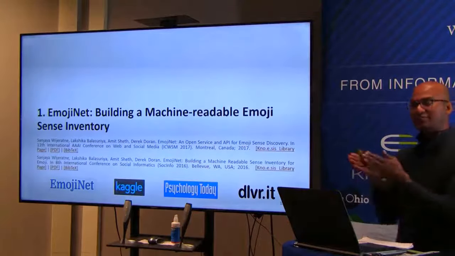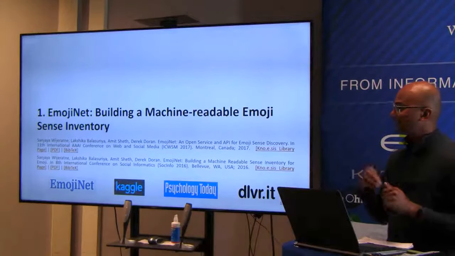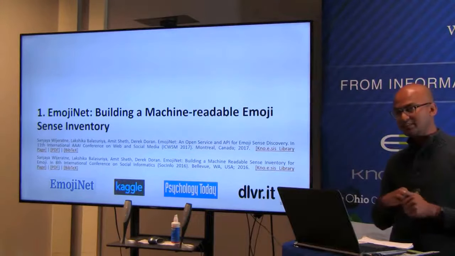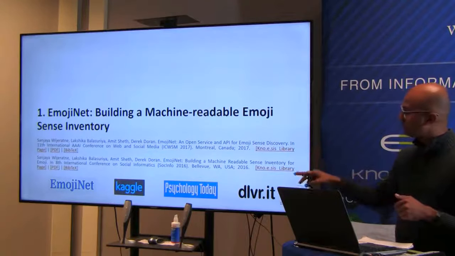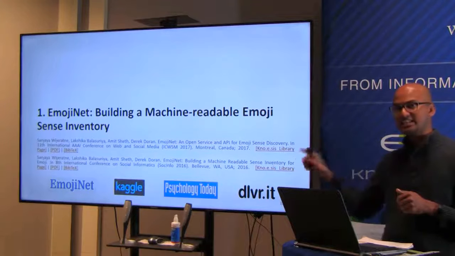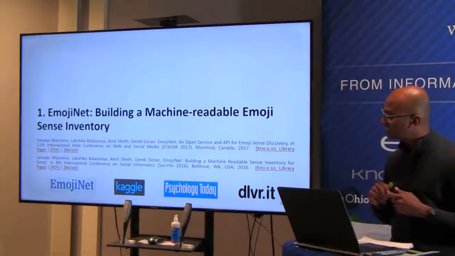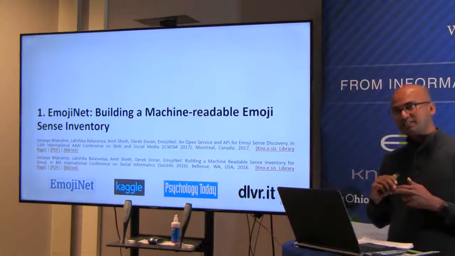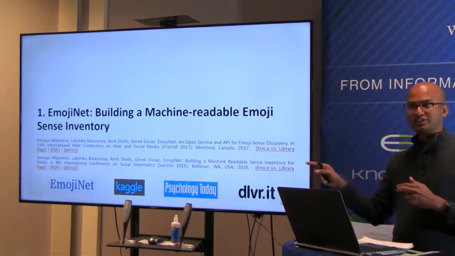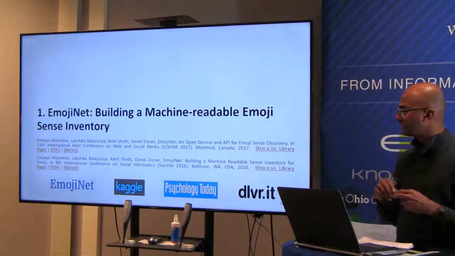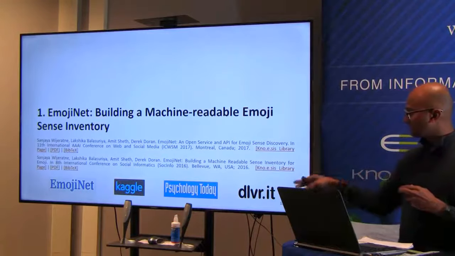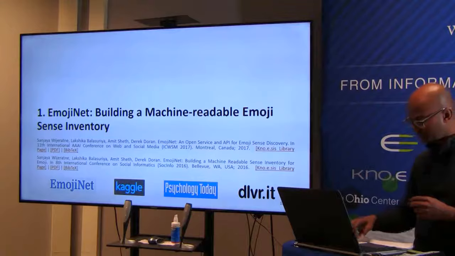Okay, so with that, let me move to the first part of my presentation, which is about building a machine-readable emoji dictionary. This work was published in SocInfo 2016 and ICWSM 2017. And the resource is available at emojinet.knoesis.org. This was recently added to the Kaggle datasets as well. And Psychology Today and Daily blog recently reported our work.